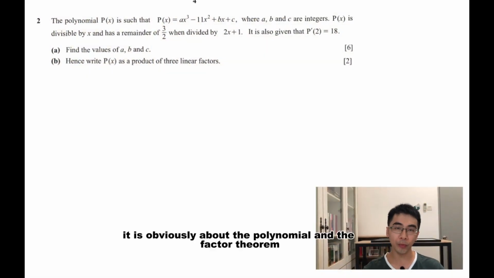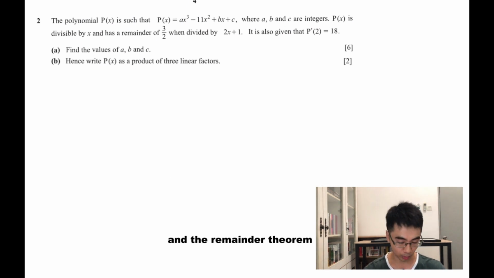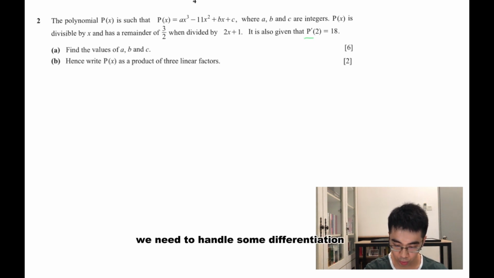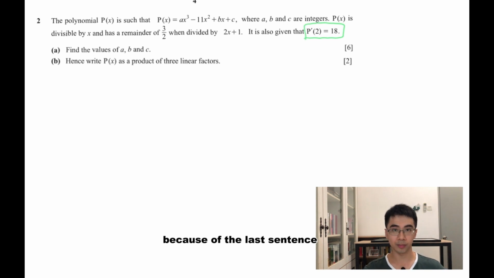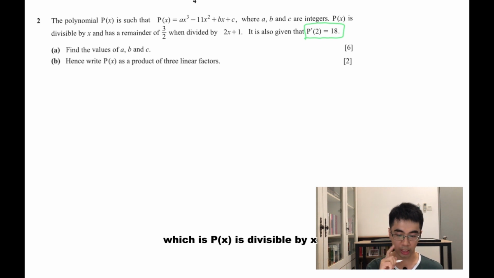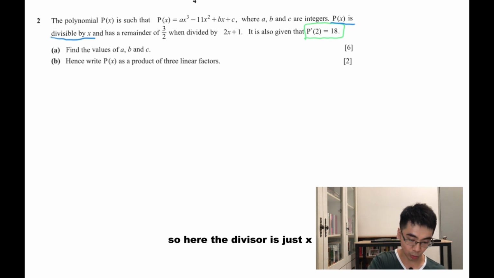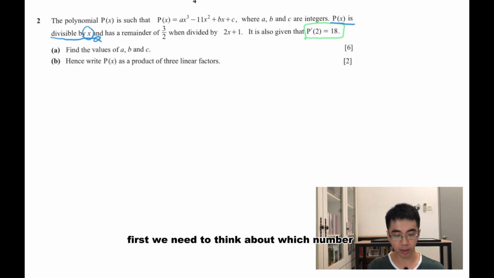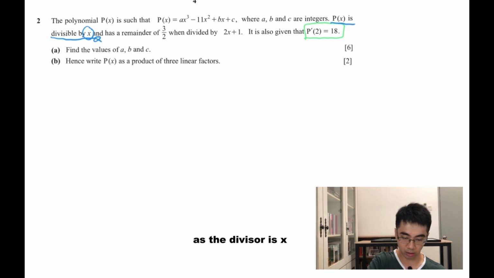Question number 2 is obviously about the polynomial, the factor theorem and the remainder theorem, but not just that. This one we need to have some differentiation because of the last sentence. But first things first, let's take a look at the very first critical sentence, which is p of x is divisible by x. So here the divisor is just x. First we need to think about which value we need to substitute for x. Here the divisor is x, so x should be 0.